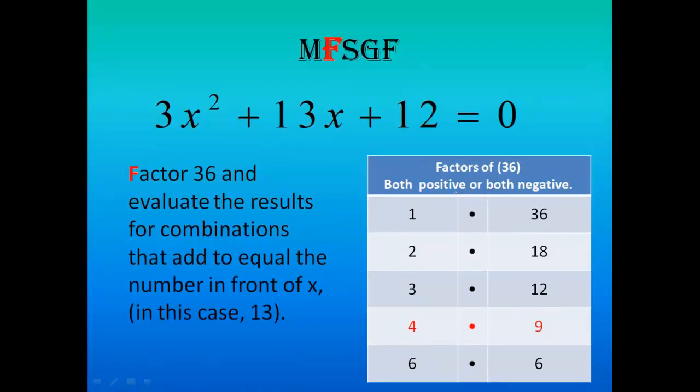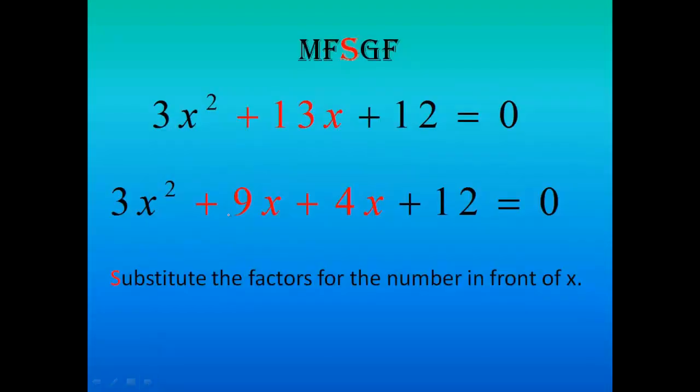They will both be positive or both negative, that I add to equal the number in front of the x, or the 13 here. So if I look at my factors, looks like it's going to be 4 and 9. So I'm going to go back and substitute. My third step is substitute that 9x plus 4x in place of the 13x.